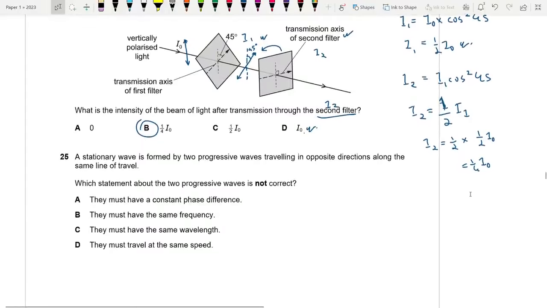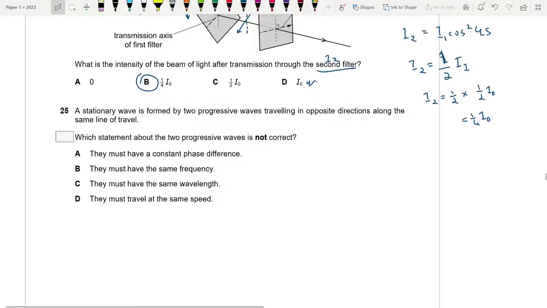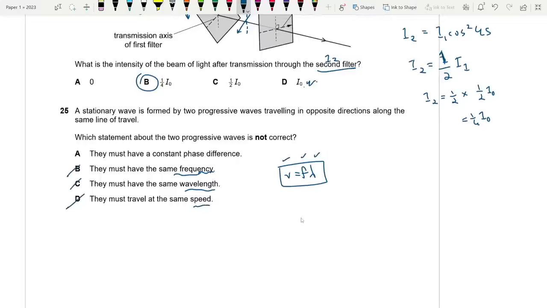Of course, I'm correct. So a stationary wave is formed by two progressive waves traveling in opposite directions along the same line of travel. Which statement about the two progressive waves is not correct? Okay, let's start. Some things are always fixed. They must have the same frequency. Look at this formula: v is equal to f lambda. Everything here must match. They must have the same frequency and the same wavelength. So if frequency and wavelength match, then velocity must also match.